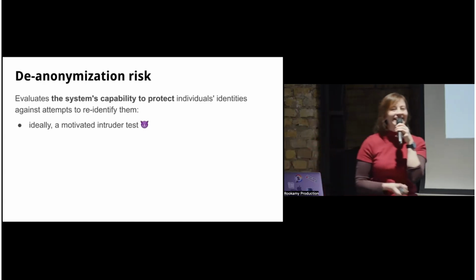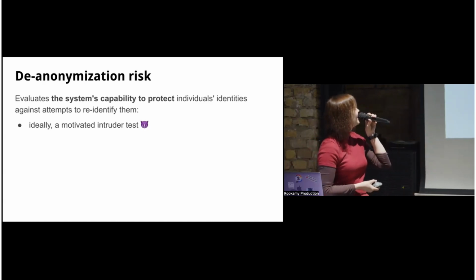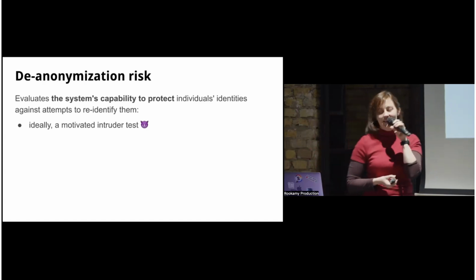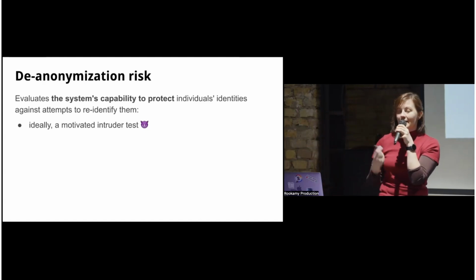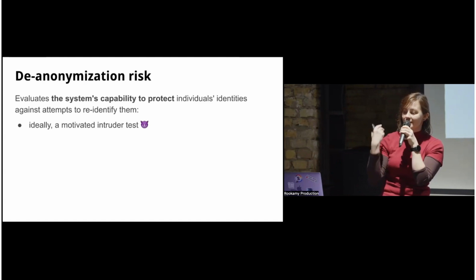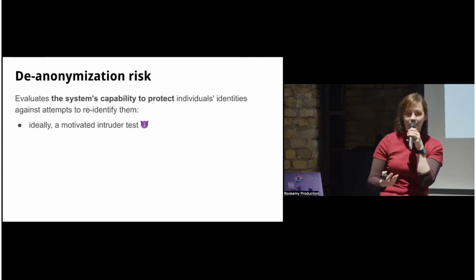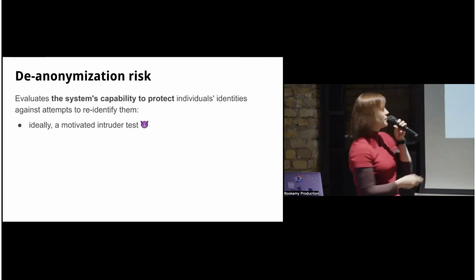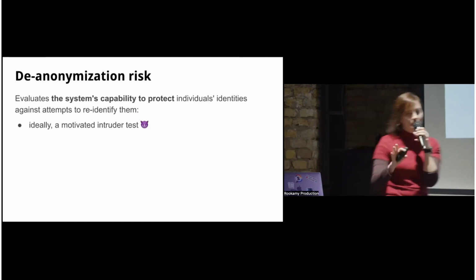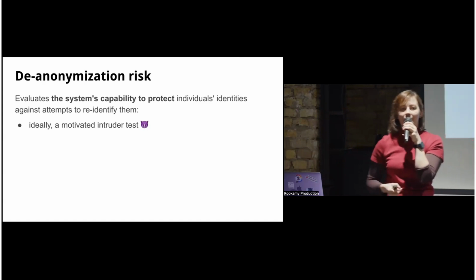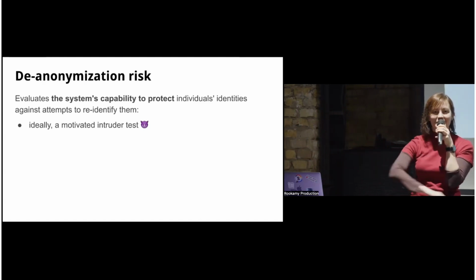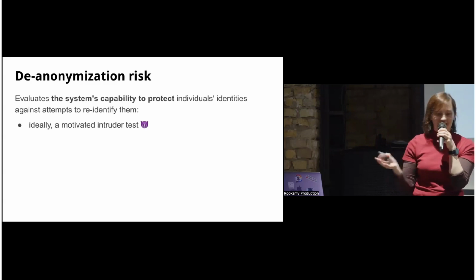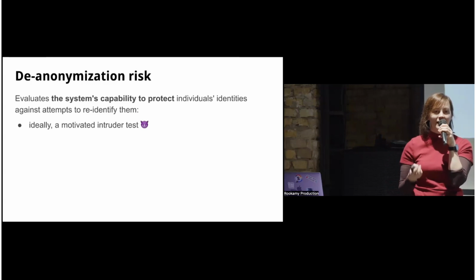Moving on. The third metric is the risk of de-anonymization. The risk of de-anonymization is the metric that evaluates the system's capability to protect the individual's identities against attacks to re-identify them. Ideally, you would do a motivated intruder test. What it means is that you have an actual person, you give the person the data, you anonymize user data, you tell the person you can use Google, you can use whatever you want, you can use any database you want, try to re-identify this person after we anonymize that person's text.